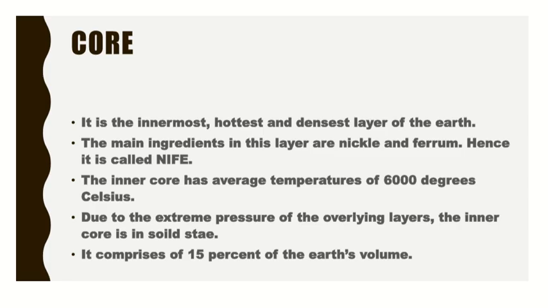Then next is the core, the innermost part. We have two different types of core: inner core and outer core. The inner core is the hottest and densest layer of the earth. It mainly comprises nickel and ferrum. Ferrum is nothing but iron. The inner core has an average temperature of about 6000 degrees Celsius. Due to the extreme pressure of the overlying layers, the inner core is in a solid state. It comprises about 15% of the Earth's volume.